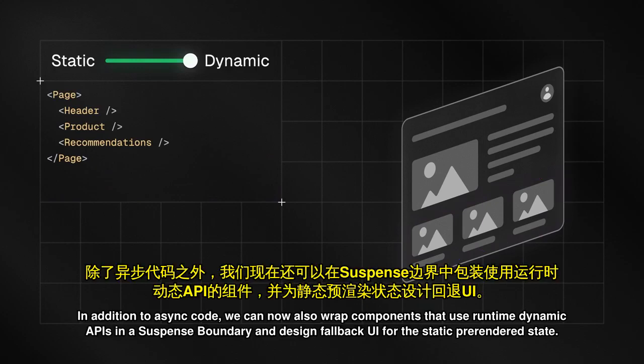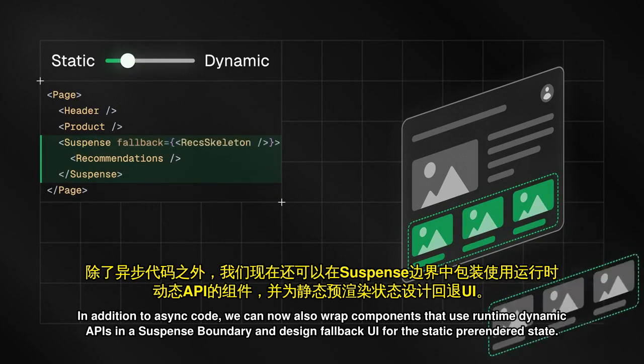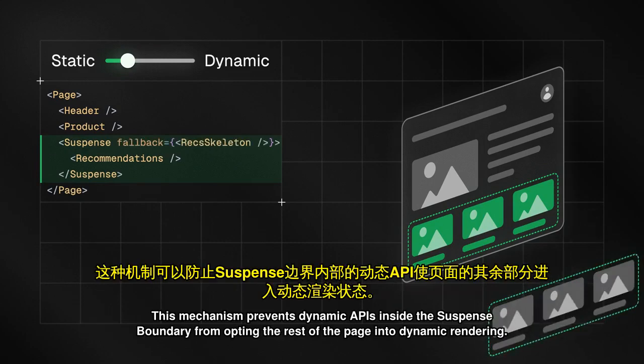In addition to async code, we can now also wrap components that use runtime dynamic APIs in a suspense boundary and design fallback UI for the static pre-rendered state. This mechanism prevents dynamic APIs inside the suspense boundary from opting the rest of the page into dynamic rendering.